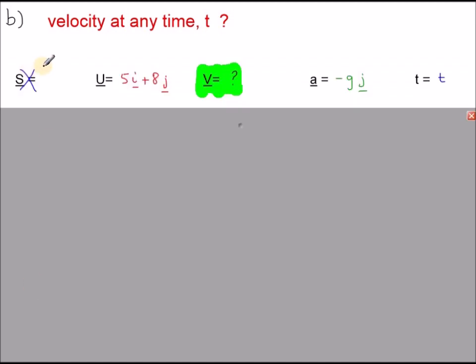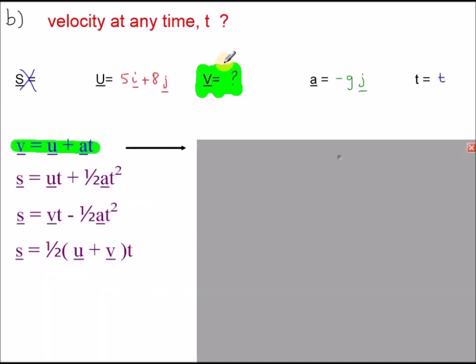To work out the velocity of the particle at any time t, we use the vector form of the SUVAT formulae. So we are not interested in displacement, so I've crossed that out. This is the initial velocity in vector form. This is what we're after. The acceleration will be minus g j meters per second squared, and we need t in our formula.